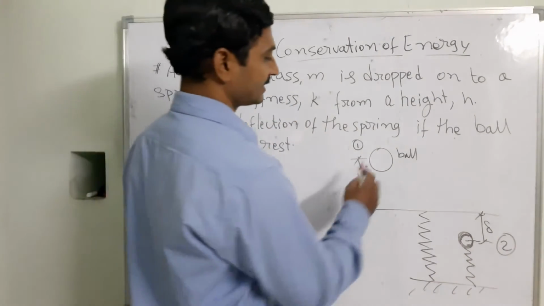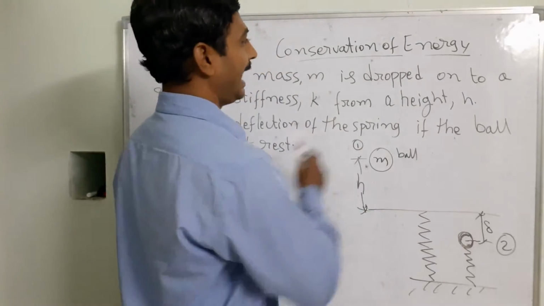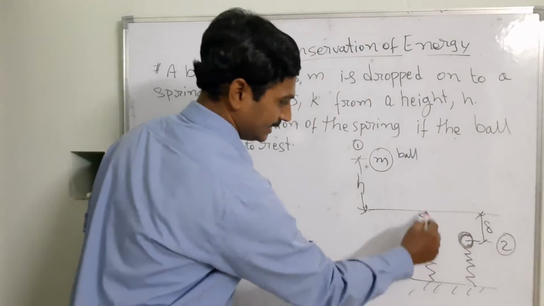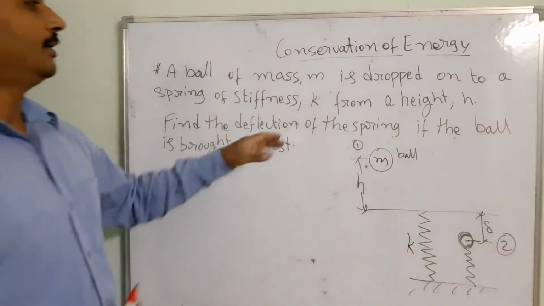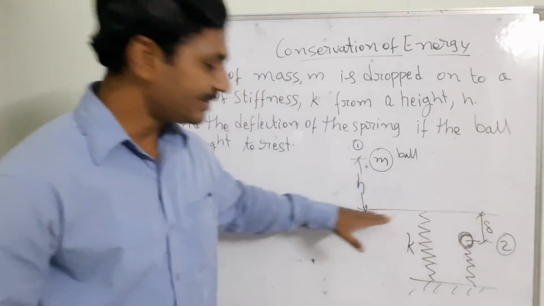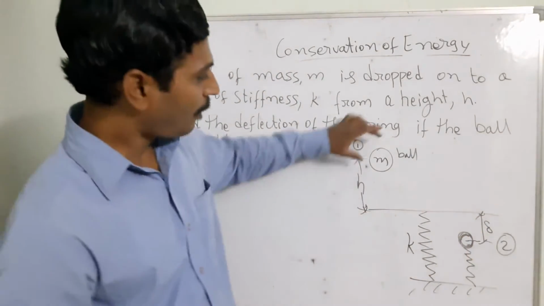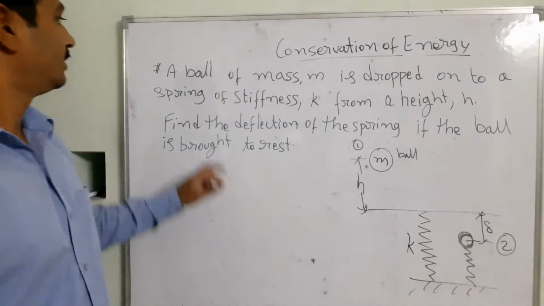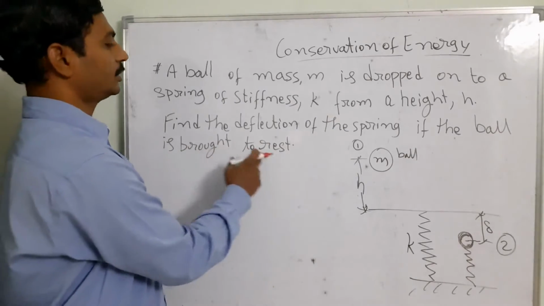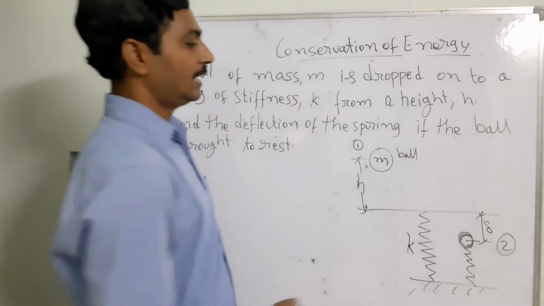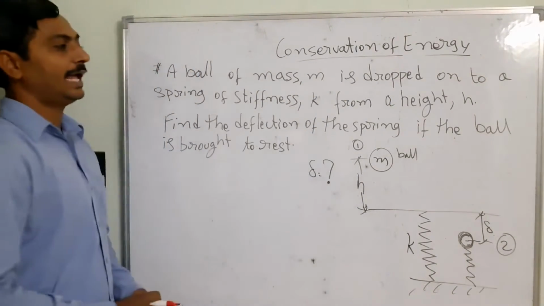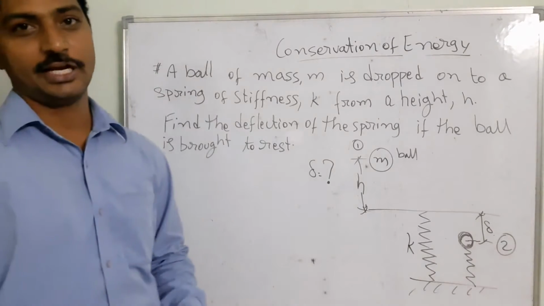The ball has a mass m and is dropped on a spring of stiffness k. This is the spring, the position from a height h. This is your spring and I have taken that as a reference. Then the ball is going to be taken at a height of h. Find the deflection of the spring if the ball is brought to rest, right? And we need to find out the deflection of this ball. What is the deflection before bringing it to the rest condition?